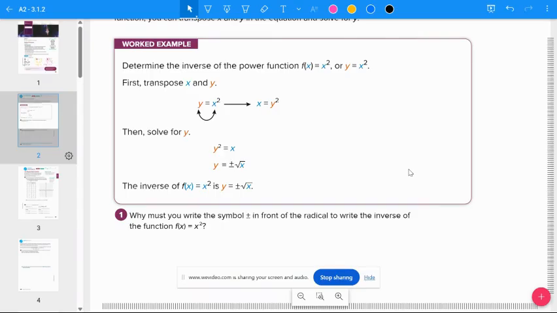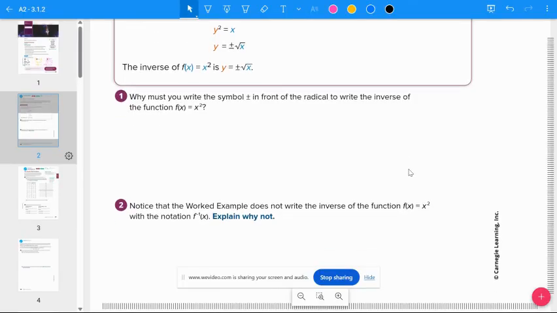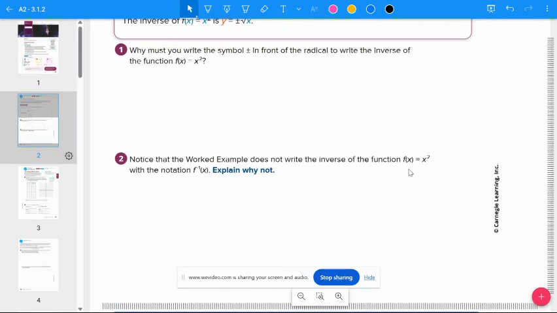So why must we write the symbol plus minus in front of the radical to write the inverse of the function f of x equals x squared?